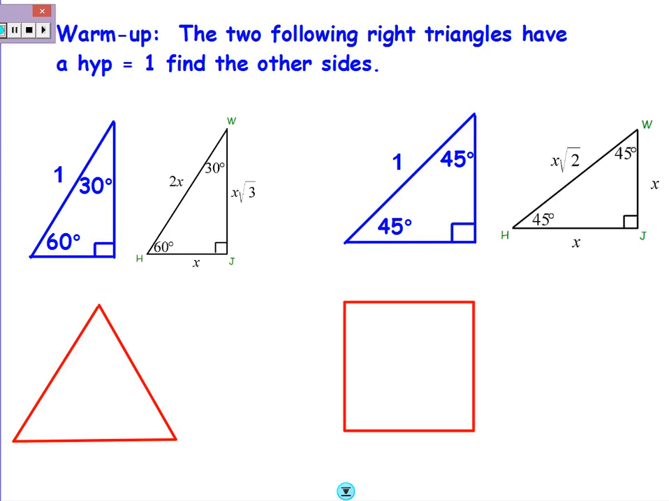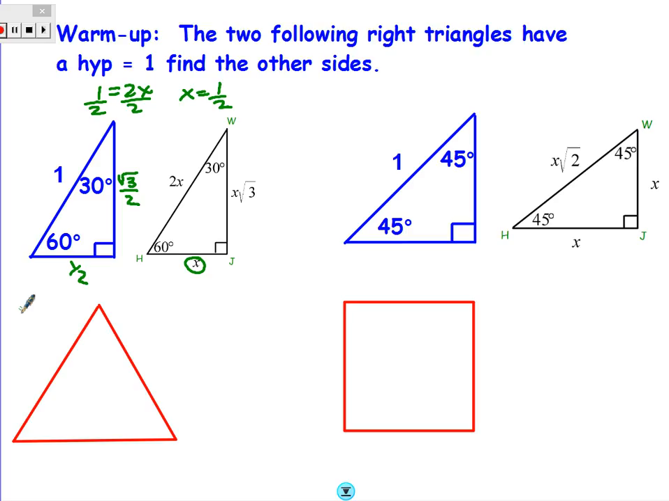A lot of students set up this equation, 1 equals 2x, and divided by 2 and got x equals 1/2. So once they know that x is 1/2, we can fill that in, right? This is 1/2. And then if x is 1/2, we have 1/2 times root 3, which would just be root 3 over 2. Those are very important. You need to understand and be comfortable with these side lengths.